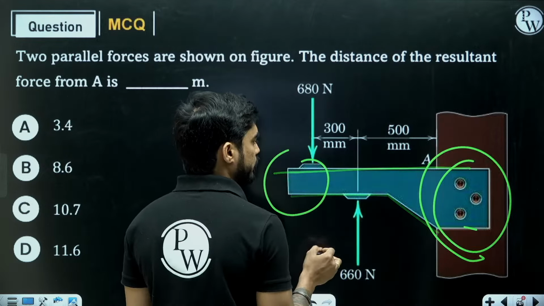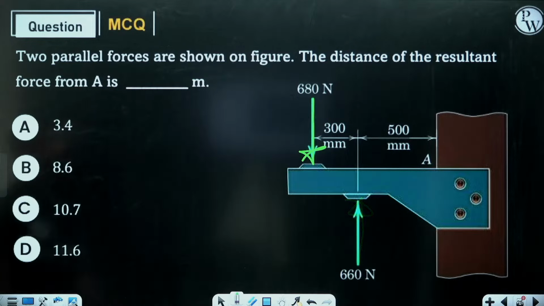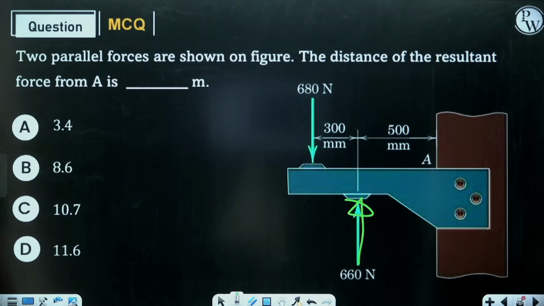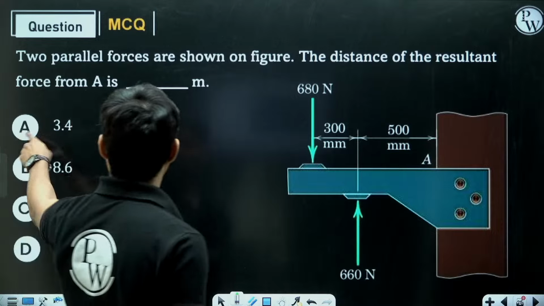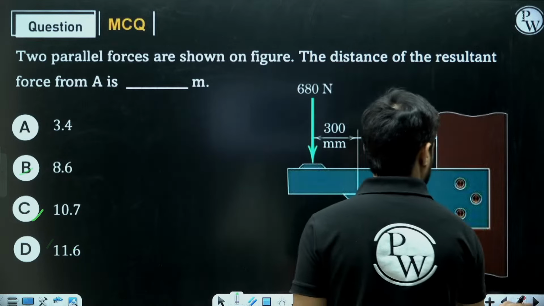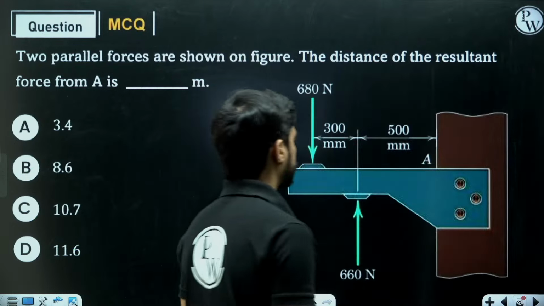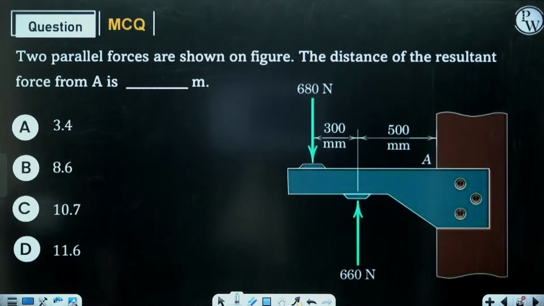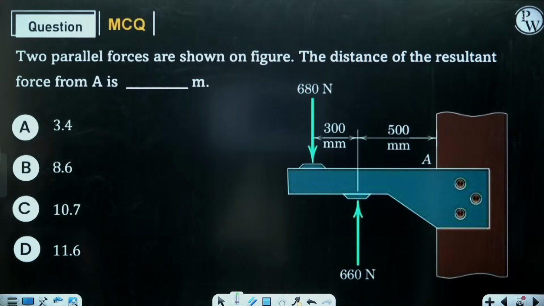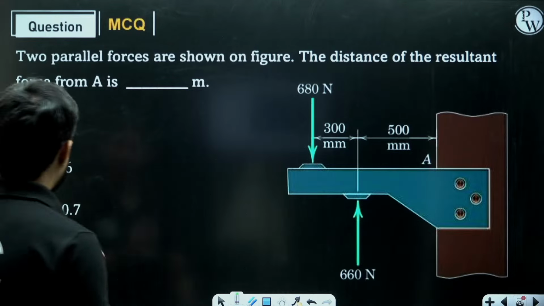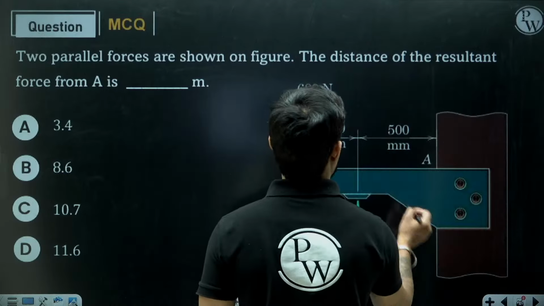So in this case, we have two parallel forces, 680 and 660, and they are asking us to find the resultant force from point A. Now, which one will be the answer? A, B, C or D? The resultant force are, let me copy this.